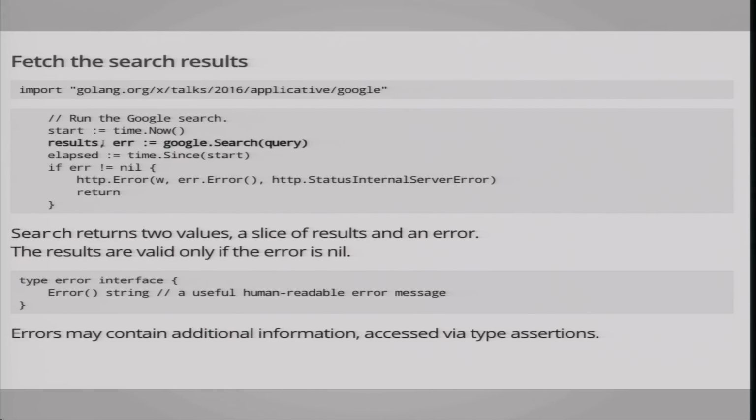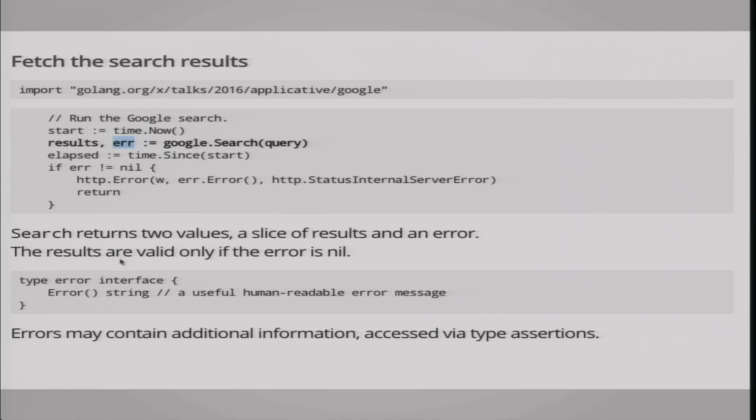Returning back to our handler, we're going to run the Google search. We're also going to time how long it takes. So we're going to produce 2 things. Well, first we're going to run Google search on the query, and it's going to give us 2 return values. So in Go, you can have multiple return values, and a very common kind of last return value is an error. So here we get the results. We have an error. Results is a slice. A slice is, think of it like a growable array or a vector. Slice of search results, and I'll show you that type later.